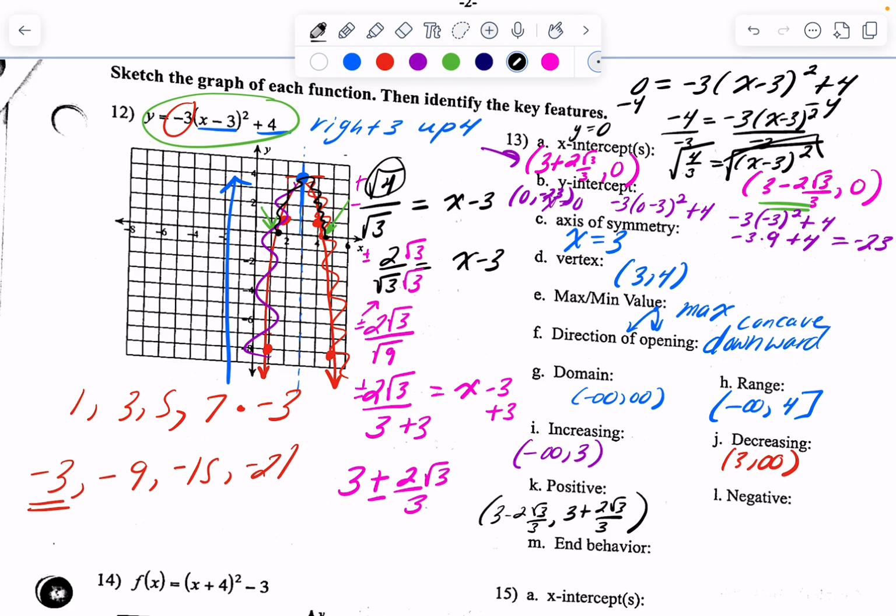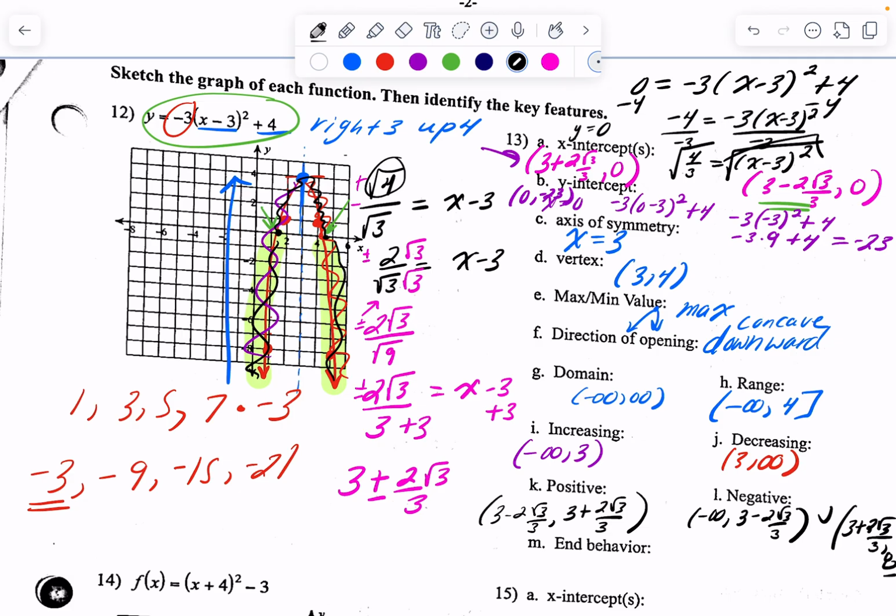Then negative will be all highlighted. There's just a lot going on right there, from that x-intercept, I mean this piece up to the x-intercept, and then from this piece up to the x-intercept. So we're negative from -infinity to 3 minus 2 roots of 3 over 3, united with, and then we're also negative from 3 plus 2 roots of 3 divided by 3 to infinity.